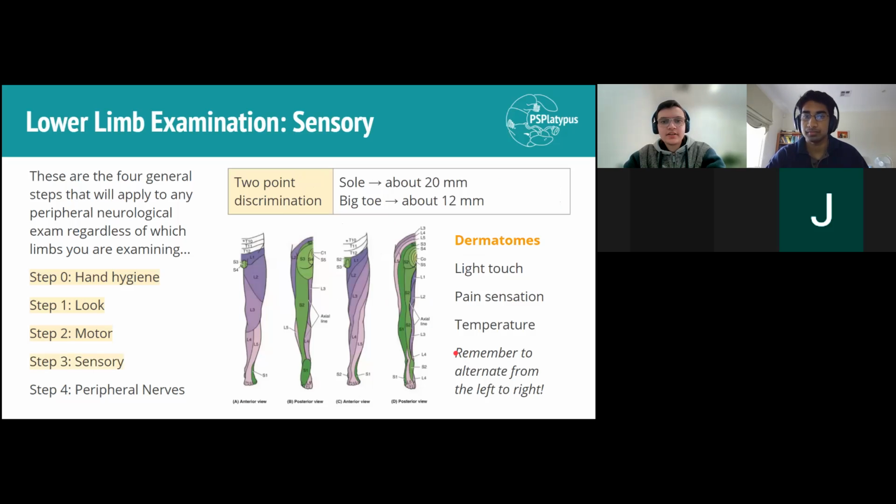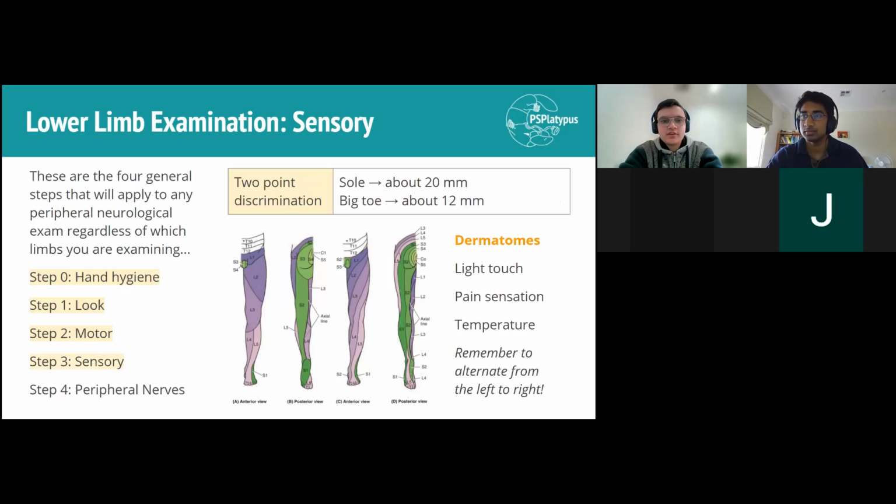Finally, sensory. So you've got your 2-point discrimination. Again, use the paperclip. The sole is not great for 2-point discrimination. So it's 2 centimeters, 20 millimeters that you'll have minimum mostly. And if it's more than that, then again, you've got a pathology. With the big toe, it's not as great as your fingers. And obviously evolutionarily, that makes sense. You're using your fingers more for sensing things. So with the big toe, it's about 12 millimeters.